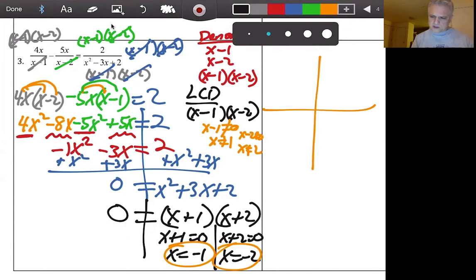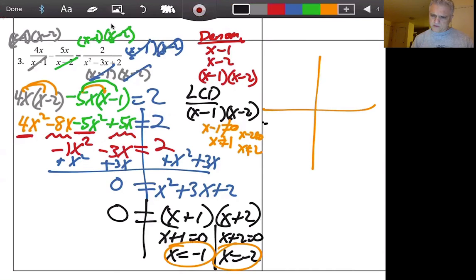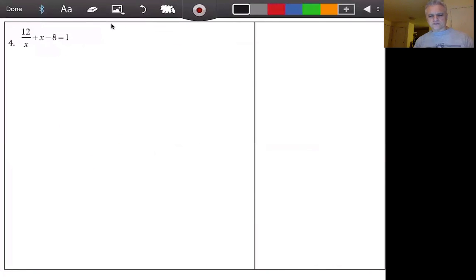Okay. So let's see. So it came along under here. And it did this. It went there. And there was a little break. And it went up a little bit. Okay. So this was my negative 2. This was my negative 1. And there's my basic sketch. Okay. All right. Let's look at our last question here.